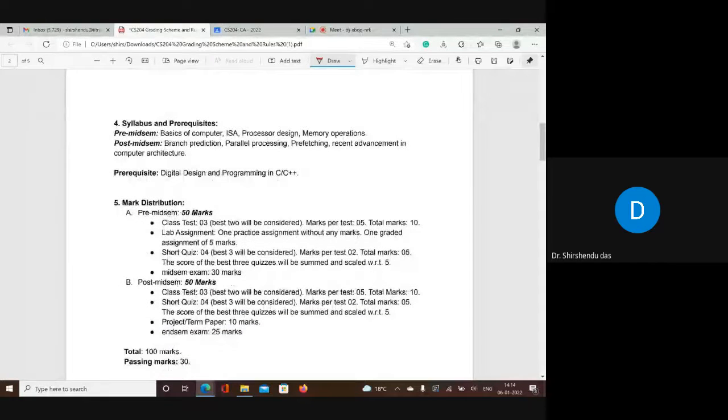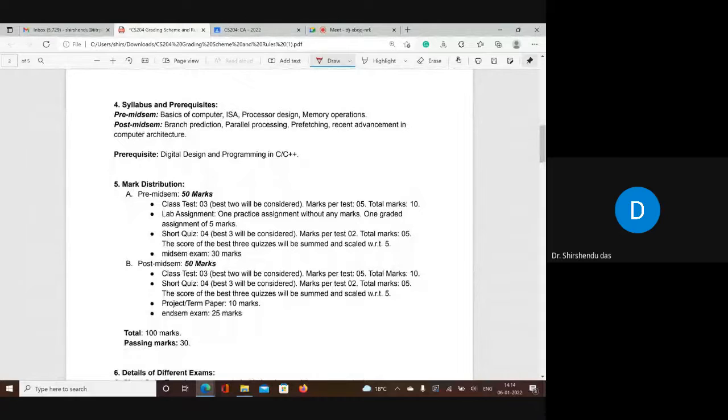Syllabus and prerequisites. Pre-midsem and post-midsem, there are two parts of this course. At this moment, maybe not every point written here in the syllabus is clear to you, because most of you are new in this course. The basics of computer, instruction set architecture, processor design, and memory operations will be discussed before midsem, and after midsem we'll go with some advanced topics like branch prediction, parallel processing, prefetching, and other advancements in computer architecture. Those will be covered after midsem. So pre-midsem and post-midsem are the two parts of this course.